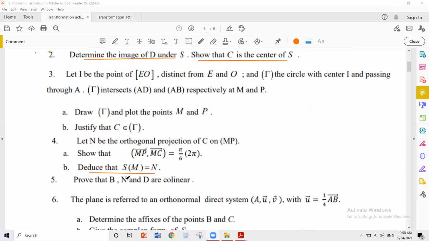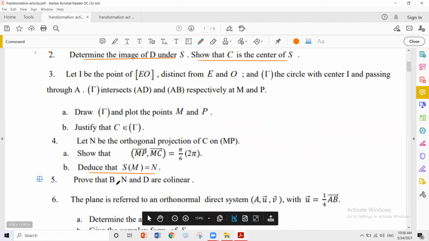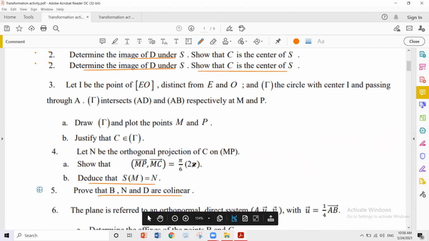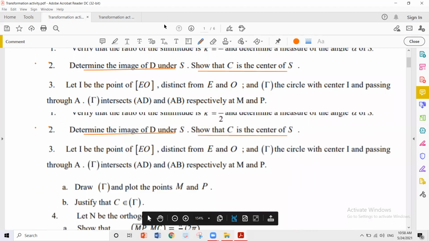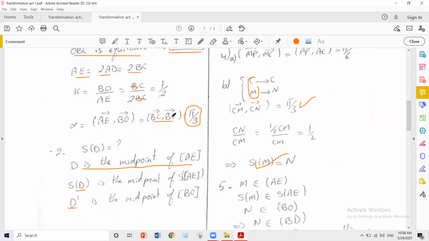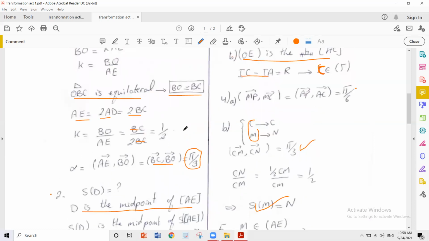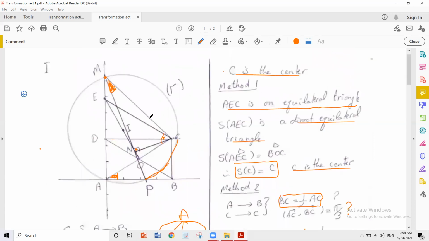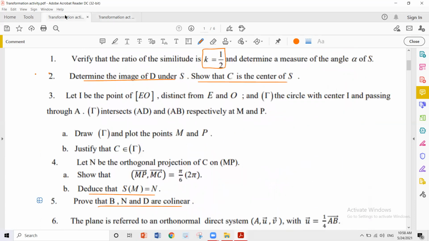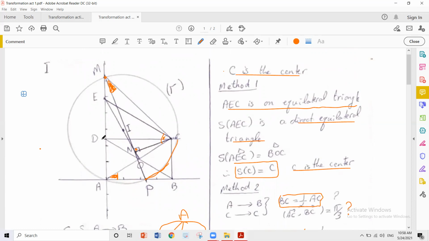Prove that B and D P are collinear. So we are going to prove that B and D are collinear. Why are B and D collinear?